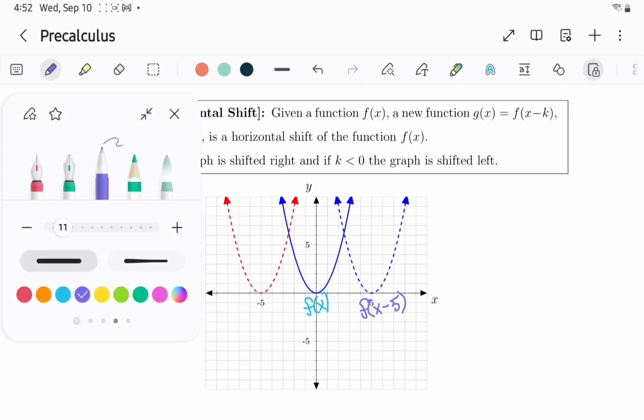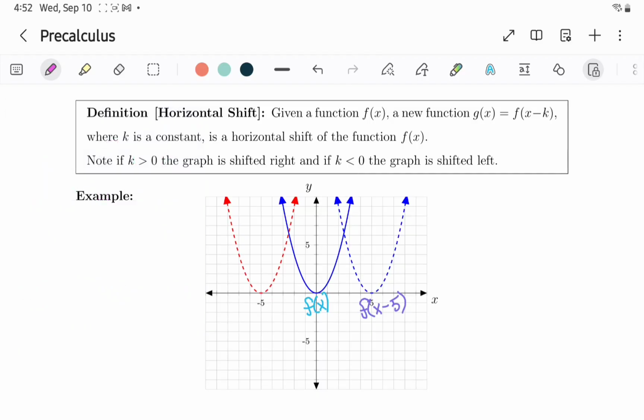And then the graph in dashed red, since it is a horizontal shift of the graph of f by 5 units to the left, it is going to be equal to f of x minus a negative 5, which is the same as f of x plus 5. So let's just write that instead. Okay. So those are examples of the different horizontal shifts that we could have.